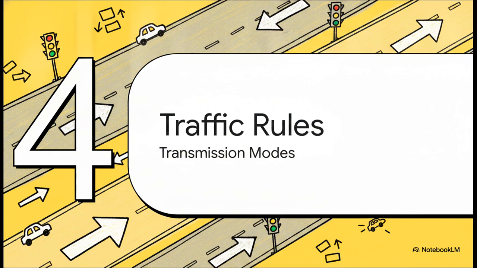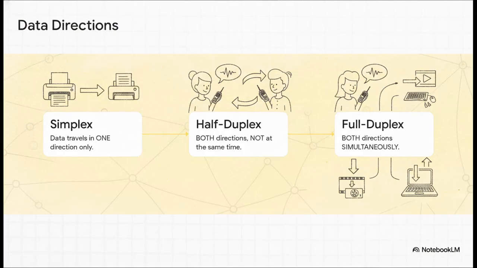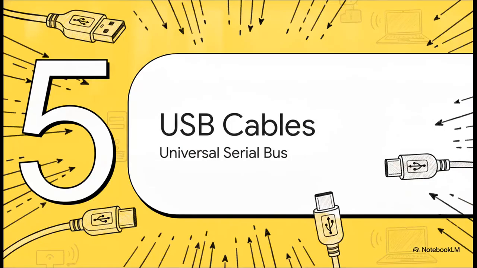All right, section 4, simplex, half, and full duplex. We have the roads, but now we need the traffic rules. Simplex is a strict one-way street, perfect for sending a document to a printer. Half duplex is like using a walkie-talkie. You have to take turns talking and listening. But full duplex, that is what makes modern life possible. It allows simultaneous two-way traffic. It's the whole reason you can game online with your friends while receiving their video and audio feeds without a single hitch. Moving along to section 5, the universal serial bus.